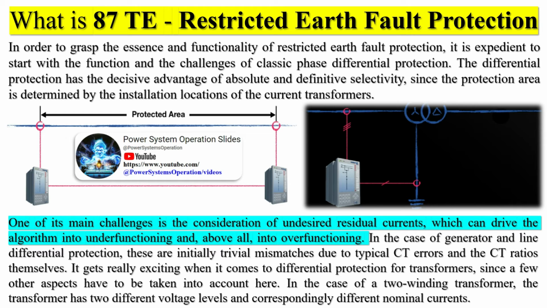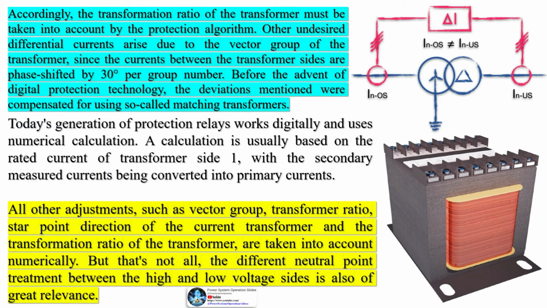It gets really exciting when it comes to differential protection for transformers, since a few other aspects have to be taken into account here. In the case of a two-winding transformer, the transformer has two different voltage levels and correspondingly different nominal currents. Accordingly, the transformation ratio of the transformer must be taken into account by the protection algorithm. Other undesired differential currents arise due to the vector group of the transformer, since the currents between the transformer sides are phase shifted by 30 degrees per group number.